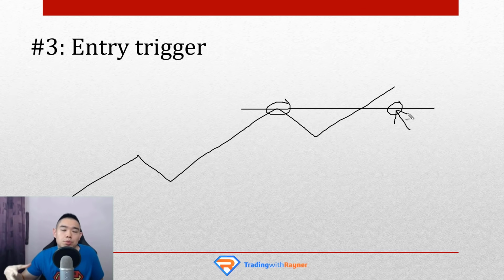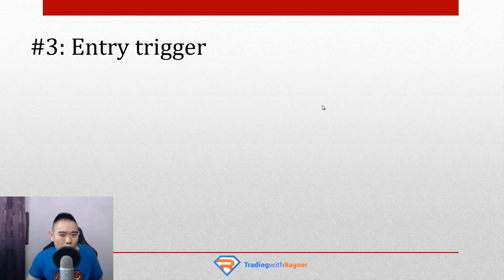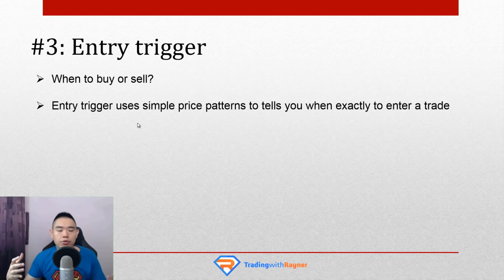And now this brings us to our third section, entry trigger. So once you have your market structure, once you have your area of value, the next question is, when do you enter a trade? So this is what entry trigger is all about. It tells you when exactly to enter a trade, when exactly to buy or sell. To do that, with entry trigger, we'll learn some simple price patterns that you can utilize, that tell you when to enter a trade after your earlier market conditions are met, namely the market structure and the area of value.